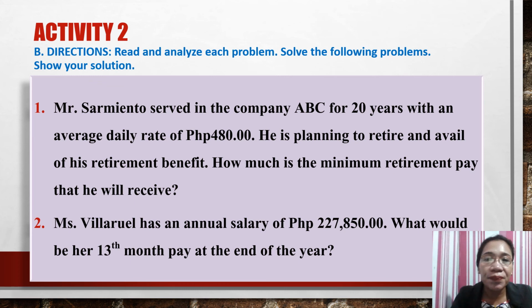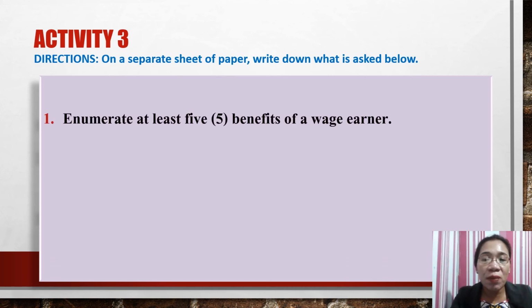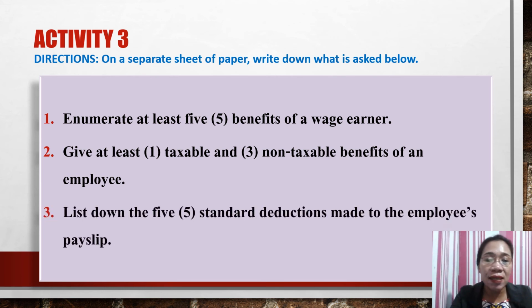Okay, next. Activity number 3 na tayo on a separate sheet of paper. Write down what is asked below. Okay, number 1. Enumerate at least 5 benefits of a wage earner. Number 2. Give at least 1 taxable and 3 non-taxable benefits of an employee. Kanina, minention ko yan, inisa-isa ko yan kung ano yung taxable at ano yung non-taxable. So, kayo nang bahala dyan. Next is list down the 5 standard deductions made by the employee's payslip.